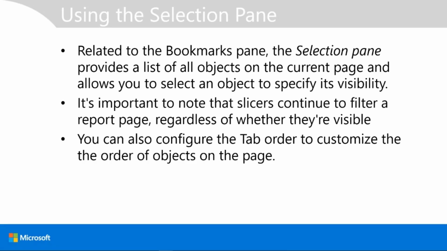In this sublesson, we're going to group and layer visuals by using the selection pane. So related to the bookmarks pane, the selection pane provides a list of all the objects on the current page and allows you to select an object to specify its visibility. It's important to note that slicers continue to filter a report page regardless of whether they're visible. You can also configure the tab order to customize the order of objects on the page, which helps with accessibility. So let's go to the Power BI desktop to demonstrate.